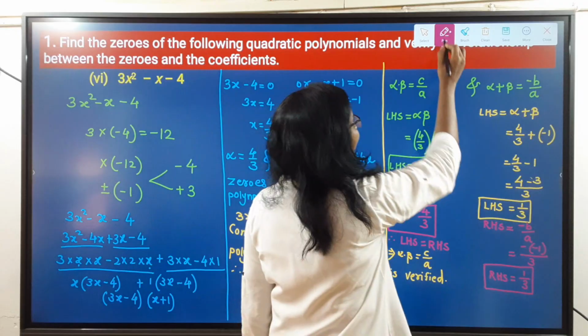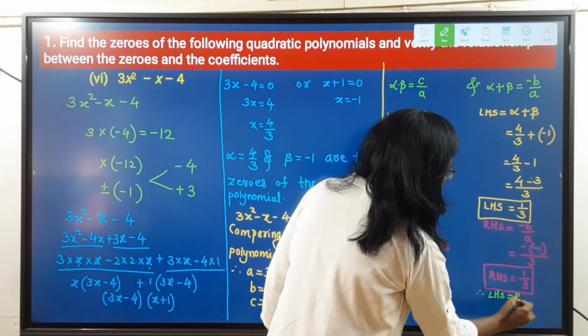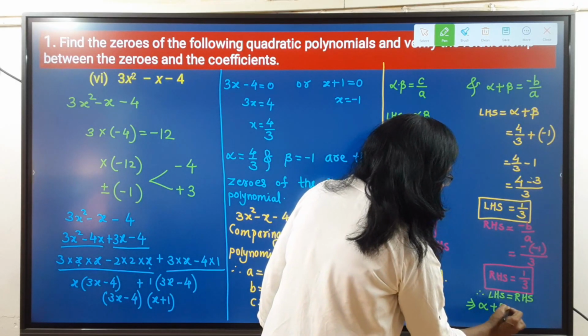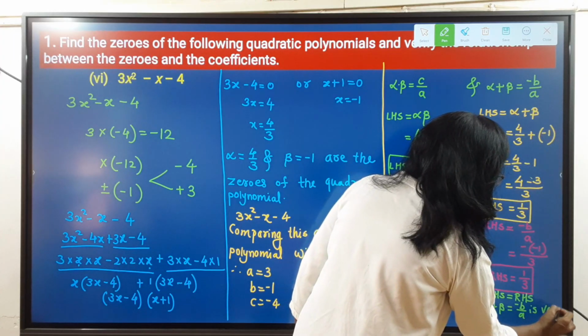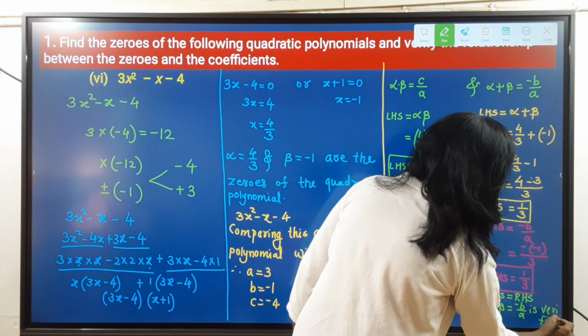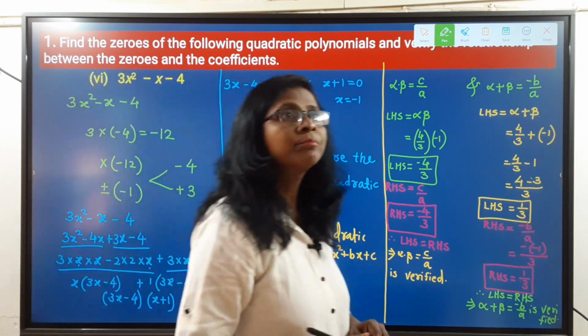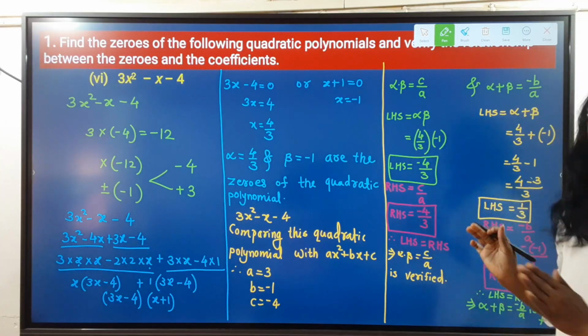Now here students, LHS and RHS are equal. So LHS is equal to RHS. It means that students, alpha plus beta is equal to minus b upon a is verified. So in such a way, students, such types of examples are very easy and you can solve them because this is the simplest method.